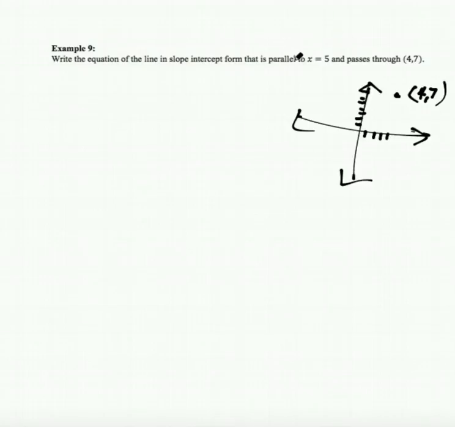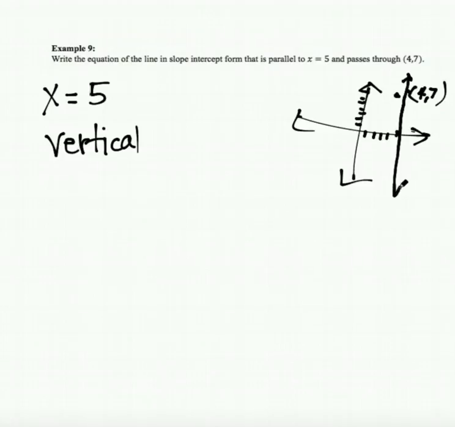And I am parallel to the line x equals 5. Well, I know that x equals 5 is a vertical line. Okay, x equals 5 is the vertical line that passes through the x value of 5. So I have this vertical line passing through 5, and I want to write an equation of a line that is parallel to that and is passing through this point (4, 7), this new point we have here.